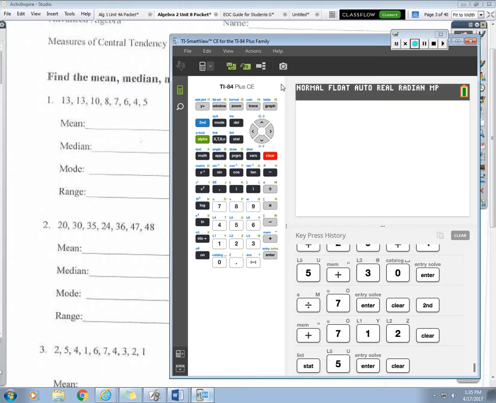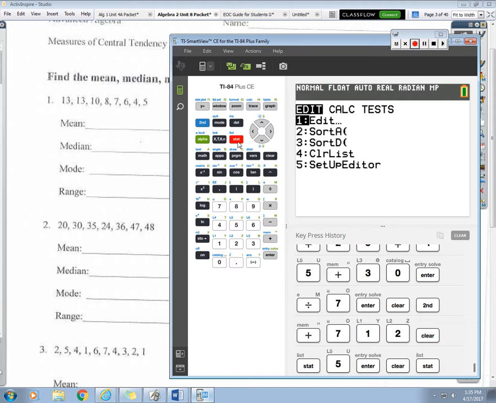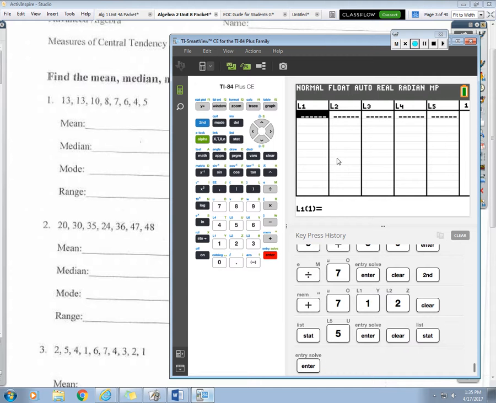Okay, so here we go. This is the first thing you're going to do. You're going to hit Stat right here, right below the delete button. That stands for statistics. Then I'm ready to put some information in. So I'm going to do Edit, which is already highlighted, so all you have to do is hit Enter. Now, since everybody did the whole setup editor thing, everybody should have L1, L2, L3. Y'all may not go as far as mine though. Did you just clear your calculator, like I said? Okay.